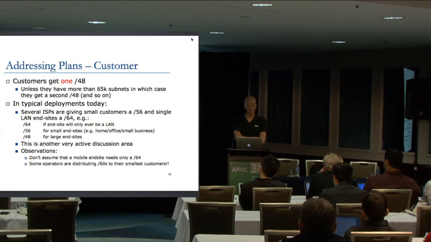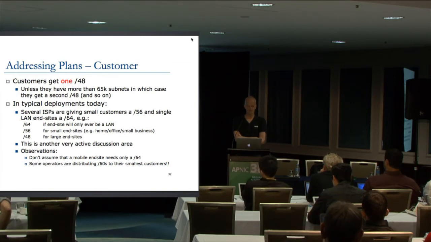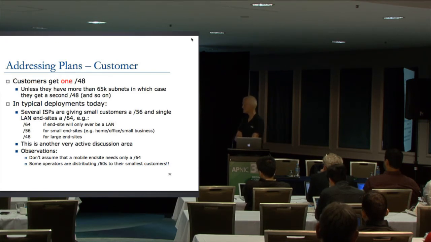Don't assume that a mobile end site needs only a /64. Some operators are distributing /60s to the smallest customers, as I was saying. This is a fairly active discussion in the mobile, as in mobile phone, space. How does your 3G or 4G dongle work with v6? Are you going to do DHCPv6? Are you going to do something else? I was going to ask Sunny, but he went out of the room at the very time, but he'll probably talk about it this afternoon. It's still a discussion area about how that's going to work, how tethering and all the rest will happen.